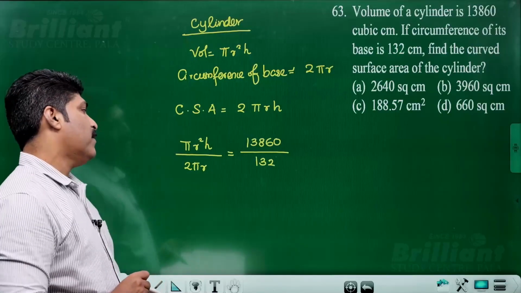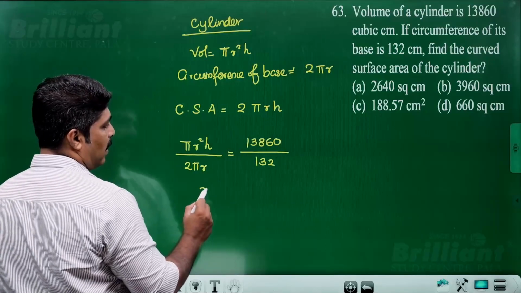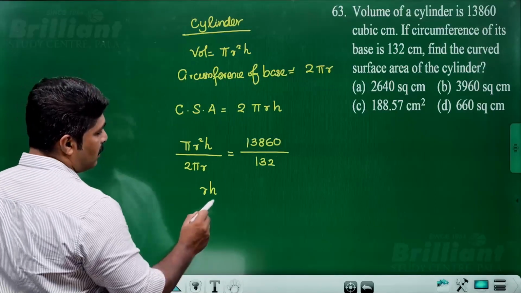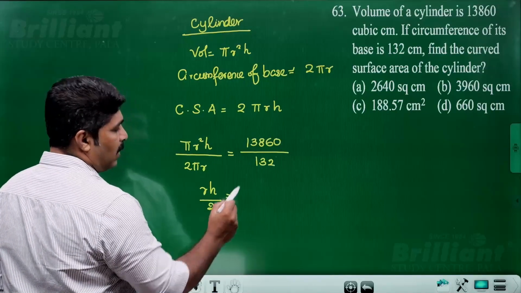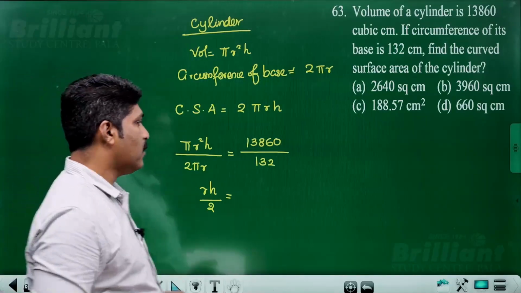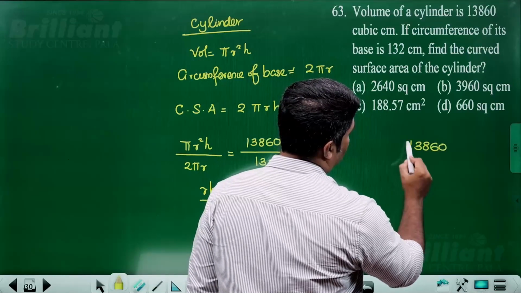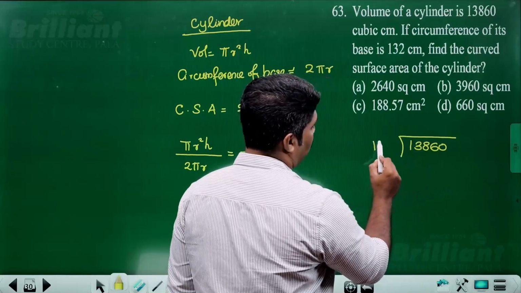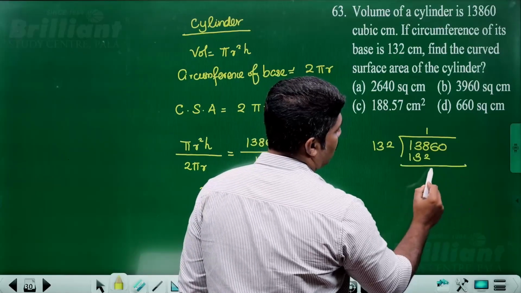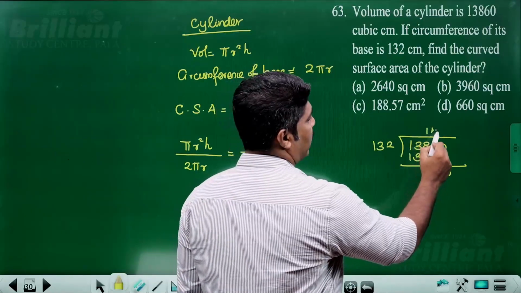So from this step, what will you get? Here we will get the value like rh. Pi cancelled, one r cancelled. This is rh by 2 equal to this value. So then just simplify it, 13860 by 132. 13860 divided by 132. One time here, that is 132. Remainder will become 660. So 5 times here.